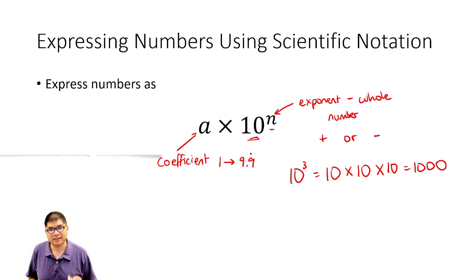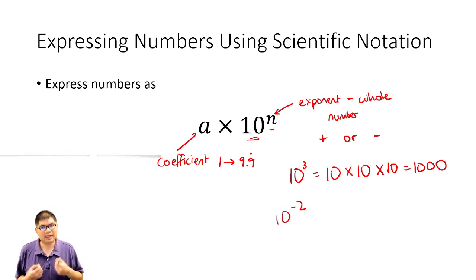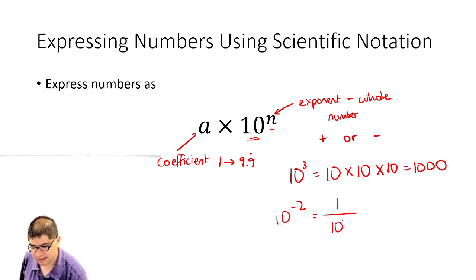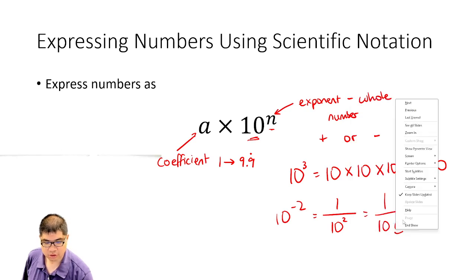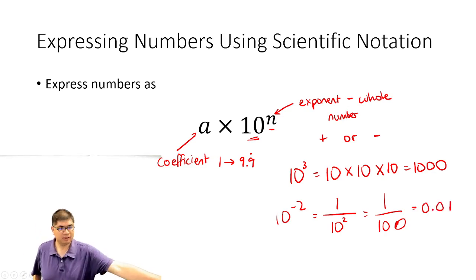The other thing to remember is that if we have a negative exponent, for instance, 10 to the minus 2, that minus means that we are dividing 1 by whatever number is left without the minus. So remember, minus goes under. This will be 1 over 10 to the 2. So that's 1 over 100, or if I use decimal notation, it's 0.01.